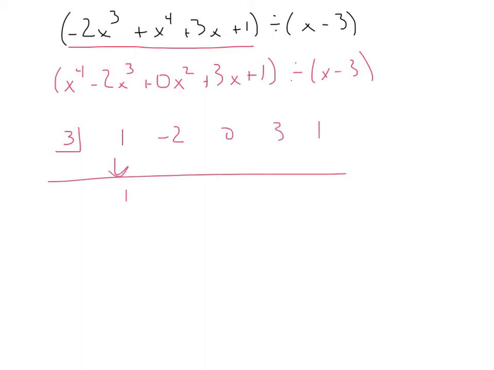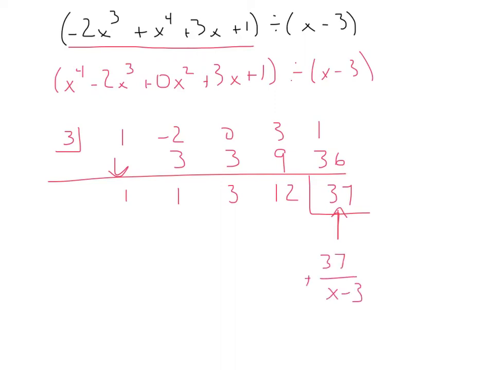1 comes down, 1 times 3 is 3, negative 2 plus 3 is 1, 3 times 1 is 3, 0 plus 3 is 3, 3 times 3 is 9, 3 plus 9 is 12, 3 times 12 is 36, and 36 plus 1 is 37. Now I went through that pretty quickly, but I'm expecting you're going to be getting comfortable with it at this point. So remainder 37, that's 37 over x minus 3. I've got a constant term of 12, a linear coefficient of 3, so 3x, and I've got an x squared, and I've got an x cubed.